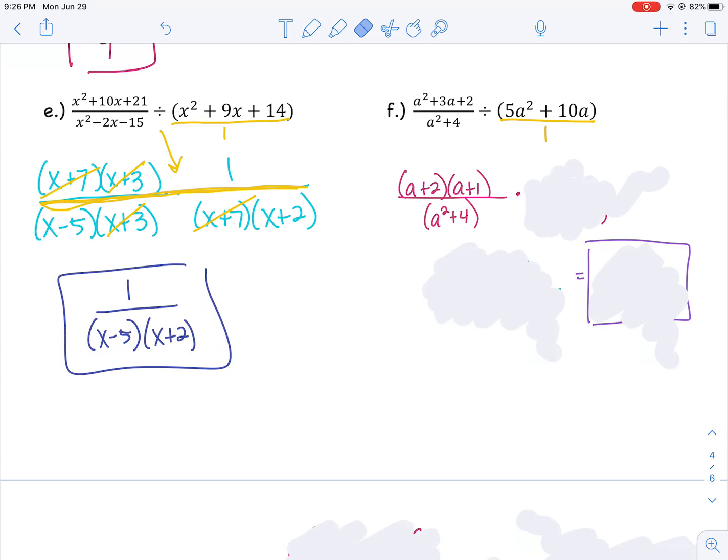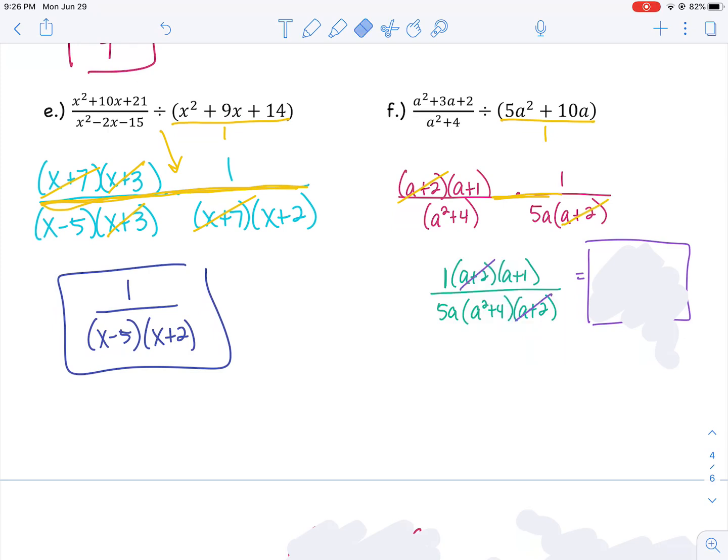All right, I'm going to change it to a multiplication sign, and then I'm going to flip that second fraction and take out a GCF of a 5a, leaving me with an a plus 2. All right, it looks like I can put my numerators with numerators and denominators with denominators. I have a common factor of an a plus 2 in my numerator and in my denominator. It looks like my numerator has left a 1 and an a plus 1. My denominator has a 5a and an a squared plus 4. I can't reduce anything else. There's no common factor for all of my terms, so it looks like that's the final answer for that one.